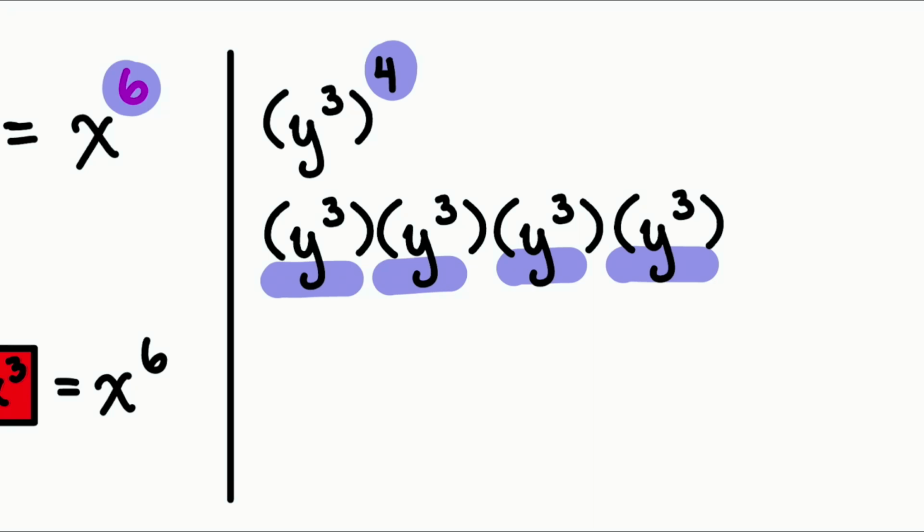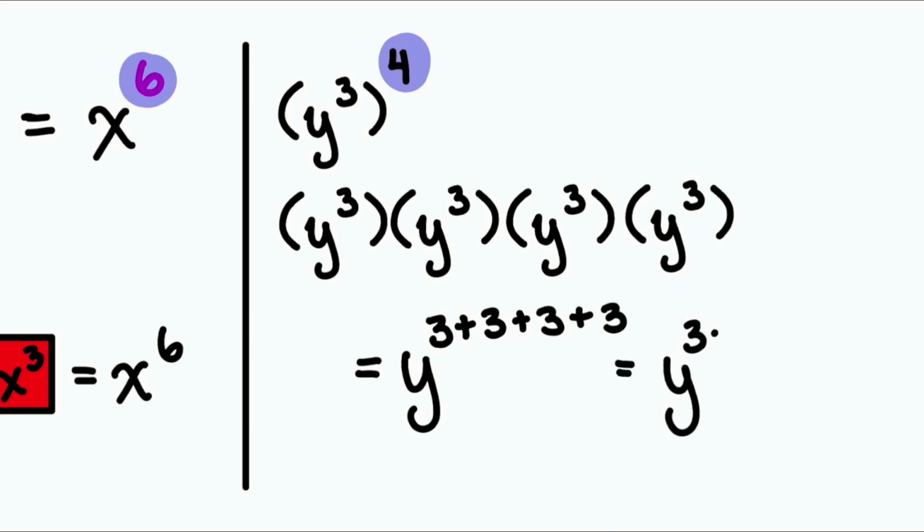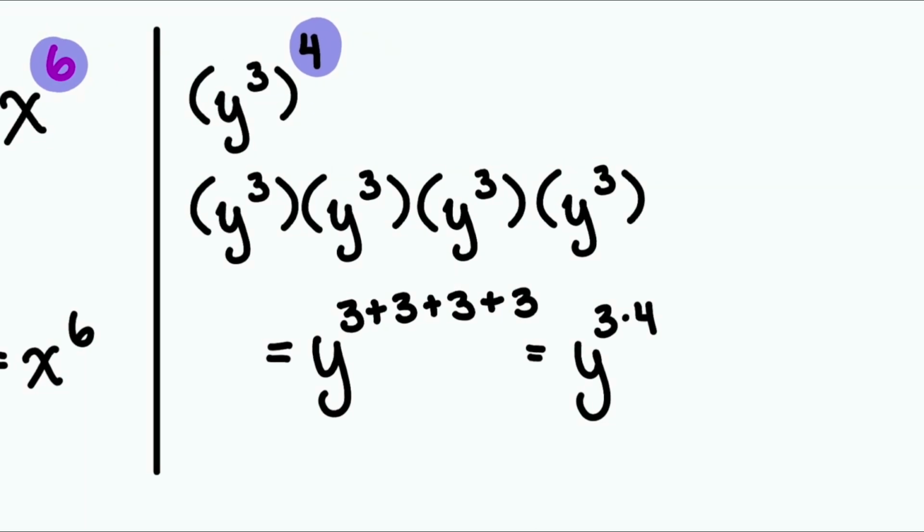Everybody, take a look. Isn't it clear now that the product rule applies? We have all the same variable bases. Now we're going to add all of these exponents. 3 plus itself 4 times, that's 12. That's multiplication. Repeated addition is just multiplication. And so this is going to give us y to the power of 3 plus 3 plus 3 plus 3, which is the same thing as y to the power of 3 times 4. It's the same thing. 3 times 4 right there. And that's how we get y to the power of 12.